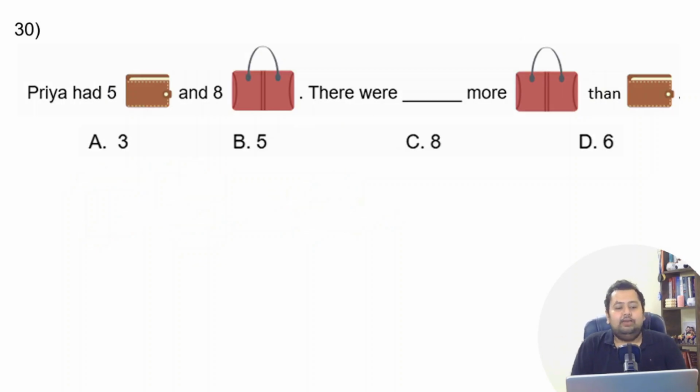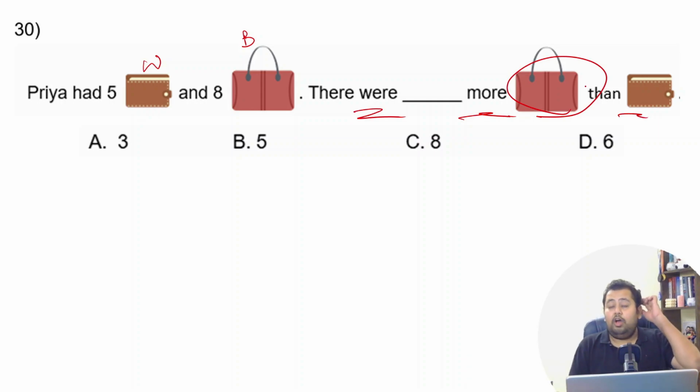Let's now go to question number 30. Priya had 5 wallets and 8 bags, right? This is a wallet, this is a bag. There were dash more bags than wallets. So how many more bags did she have than wallets? Again, pause the video, solve it, and then look at the solution.